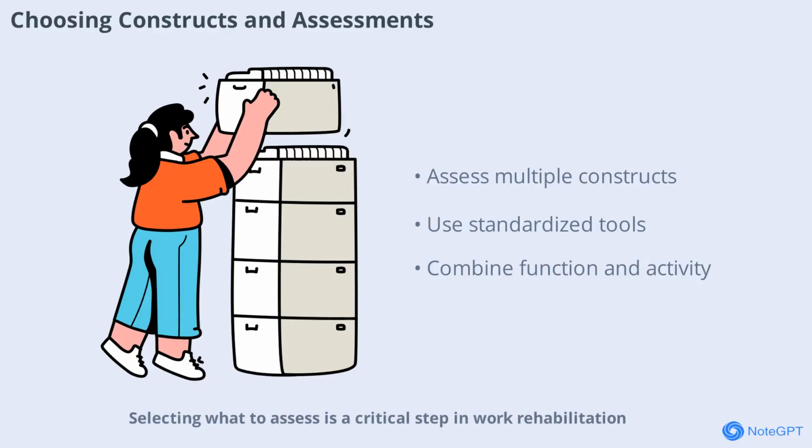Selecting what to assess is a critical step in work rehabilitation. Therapists consider activities and occupations, intrinsic factors like strength and cognition, performance patterns, and environmental influences. Tools like the International Classification of Functioning (ICF) and the Occupational Therapy Practice Framework help organize these constructs. Standardized assessments such as the DASH or Work Ability Index provide reliable data to guide therapy. By evaluating both body functions and real-world activities, therapists create a comprehensive picture of the patient's work capacity.